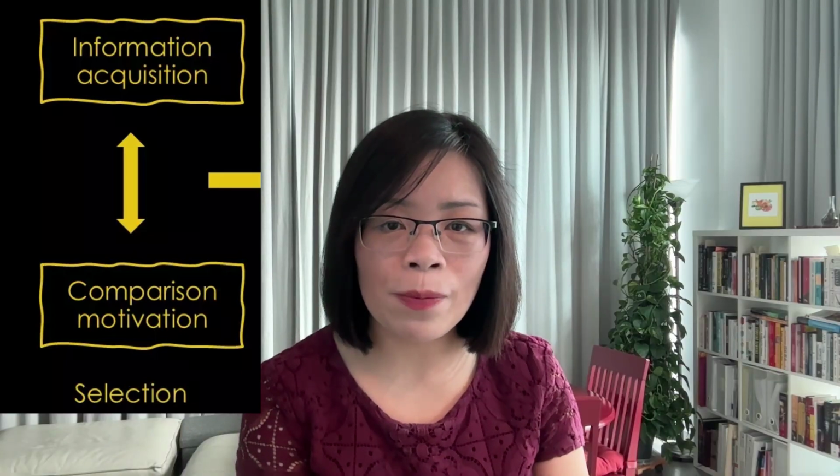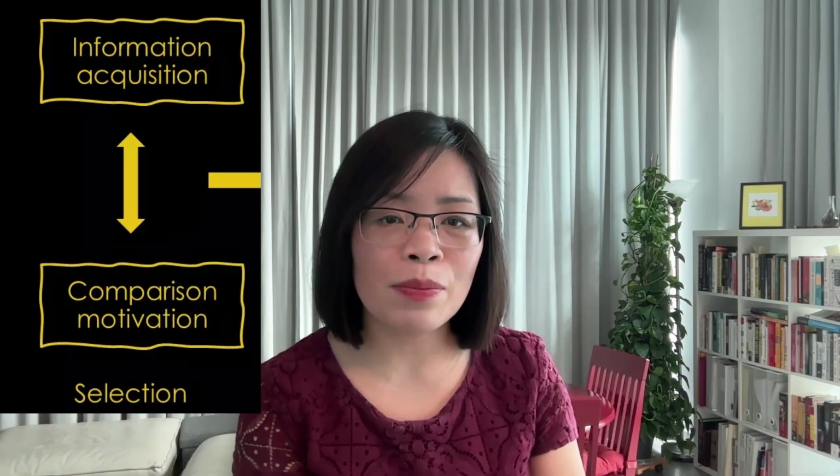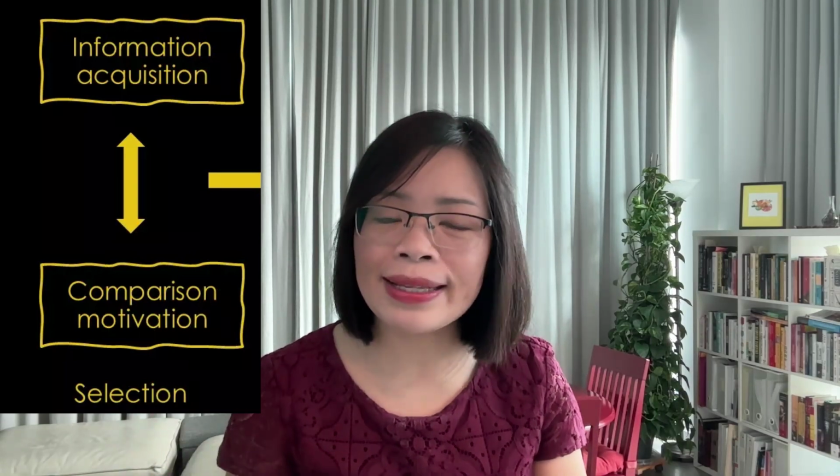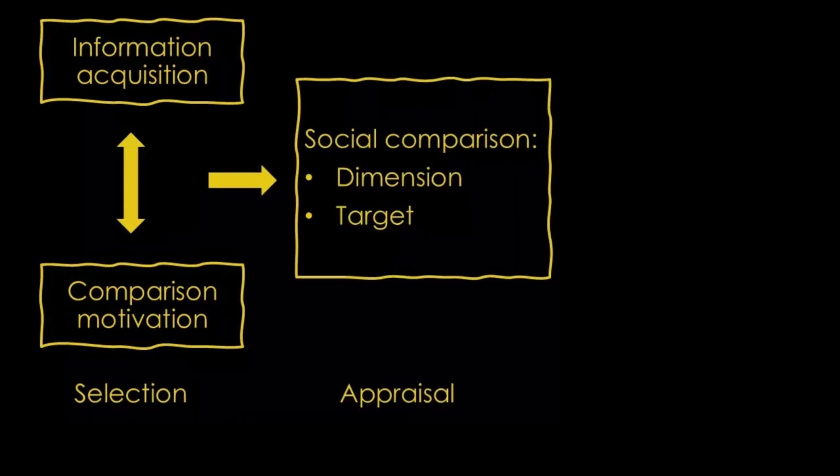Let's start with selection. The selection process initiates the comparison process and consists of two components: information acquisition and comparison motivation. Information acquisition, also known as information seeking, refers to how an actor obtains information, either through active seeking or passive encountering. Comparison motivation represents the underlying driver or reason for making a comparison. Two elements interact to determine whether a social comparison will occur or not. When both are present to a sufficient degree, the process moves to the next phase.